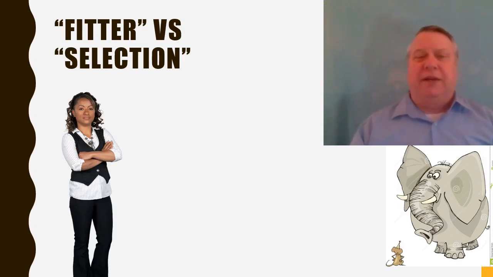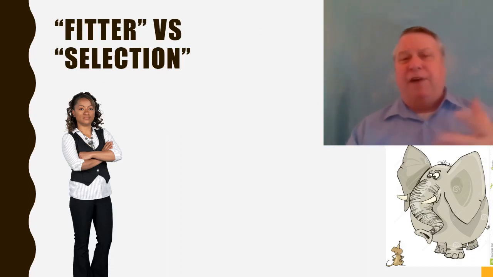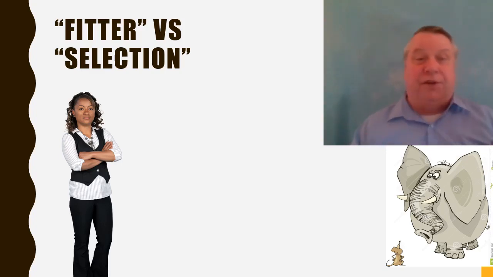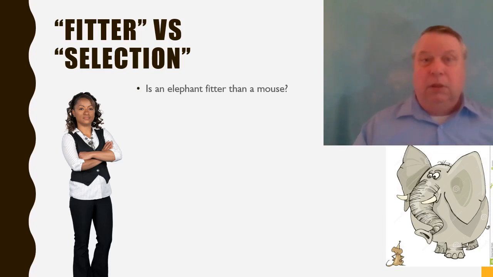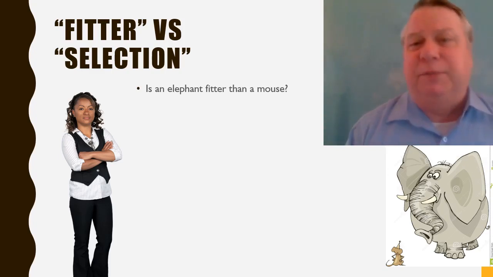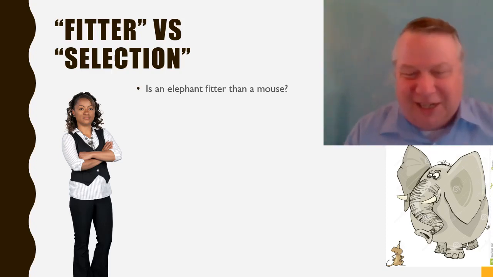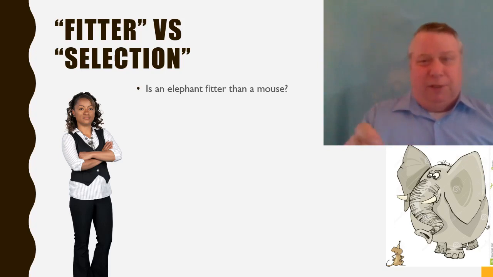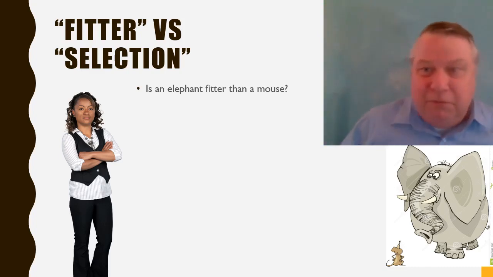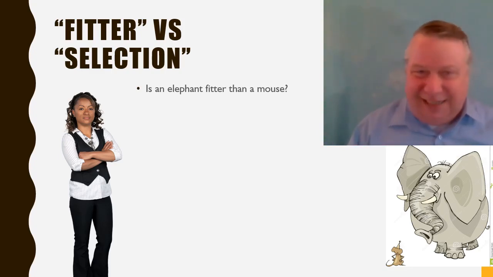But I just wanted to point out this fitter versus selection issue, because it's a very big misconception people have about Darwin's theory. So if I asked you, for example, is an elephant fitter than a mouse? How would you even go about answering that question? Well, the elephant's bigger. He can squish the mouse. So obviously in a direct fight, the mouse is not going to do too well. But the mouse is very small. It can run around. It can hide. It can jump up on top of the elephant's head and maybe do a dance. Does that make it fitter? So you see, when you say fitter, it doesn't make any sense, does it?